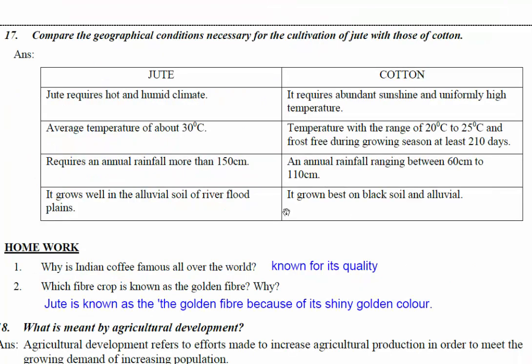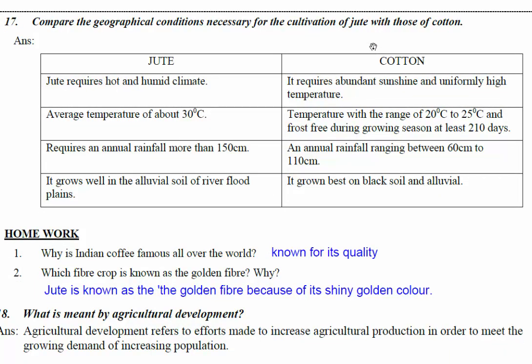Next, compare the geographical condition necessary for the cultivation of jute with those of cotton. Now, jute and cotton, compare and contrast. Jute requires hot and humid climate. Cotton, abundant sunshine and uniformly high temperature. Okay, average temperature of jute 30 degrees Celsius, whereas cotton 20 degrees Celsius to 25 degrees Celsius, and also frost free. Frost free means it should not be humid. Okay, during growing season at least 210 days.